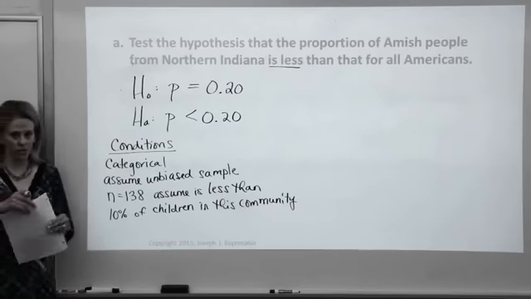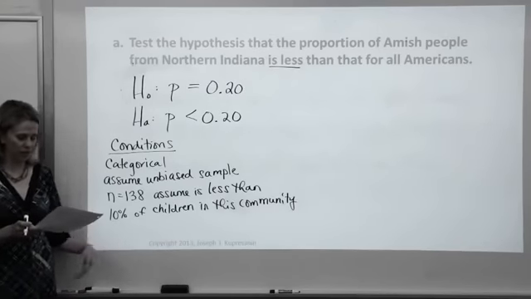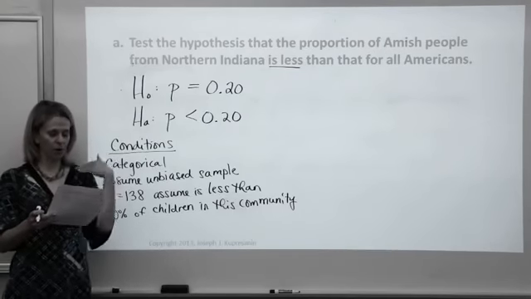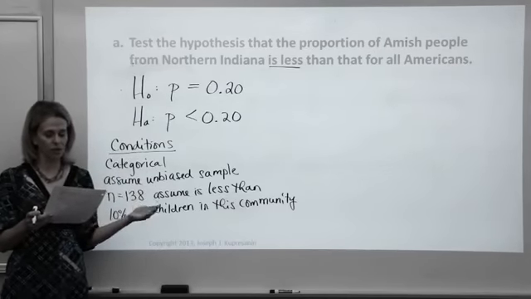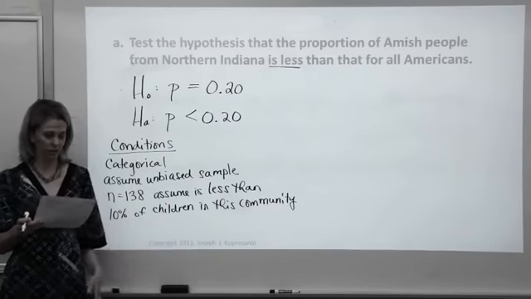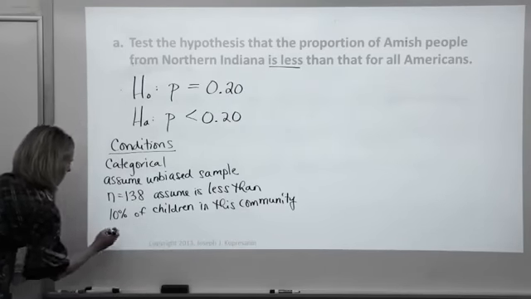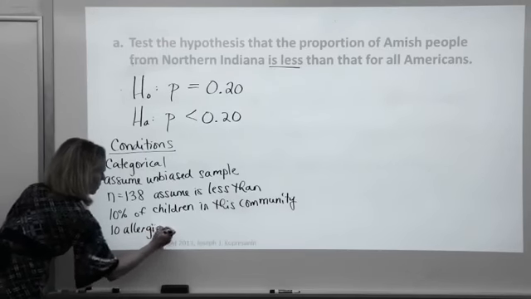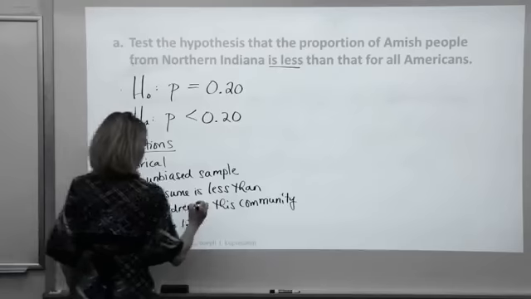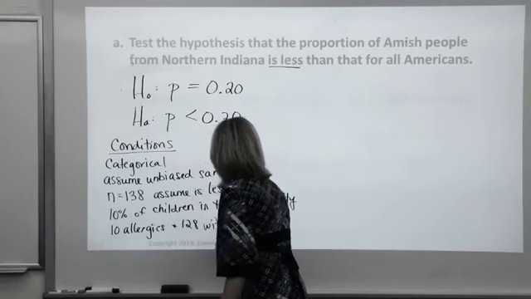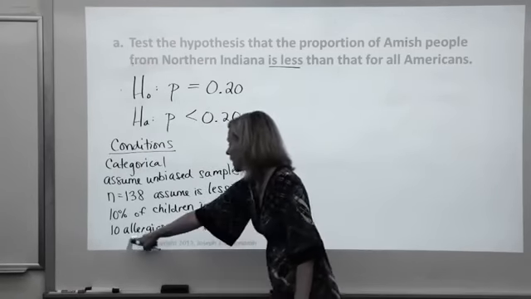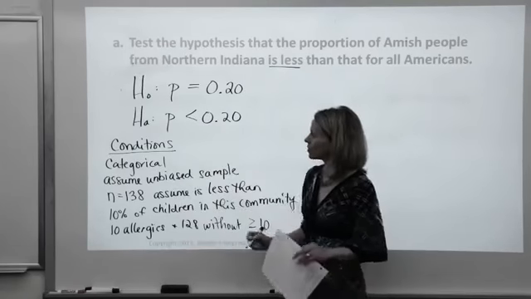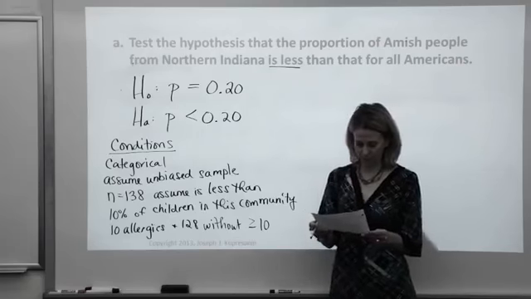And then finally, your success-failure condition. We need to have at least 10 successes and 10 failures. And right above Part A, it tells you there are 138 kids altogether. 10 had allergies, and so the other 128 didn't. So we have 10 with allergies and 128 without. Both of those are at least 10. We've hit 10 here with this one. So our conditions for hypothesis testing hold.